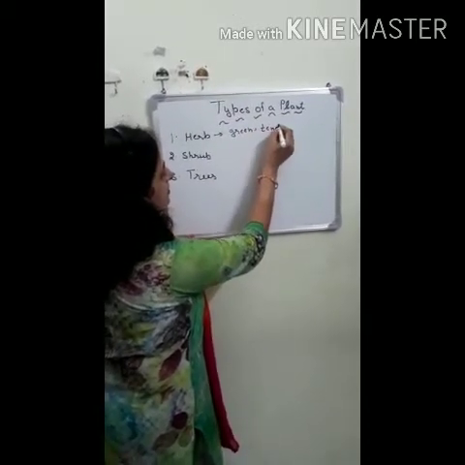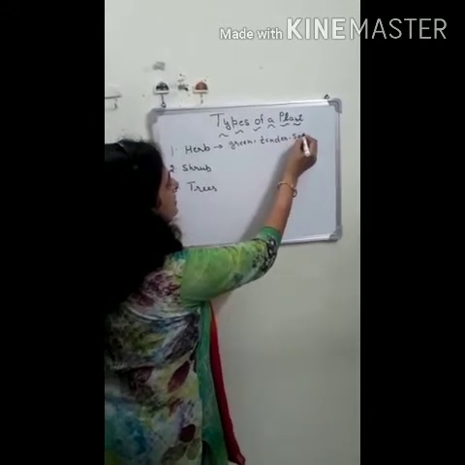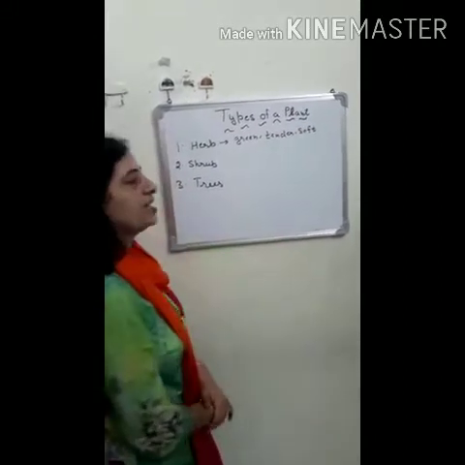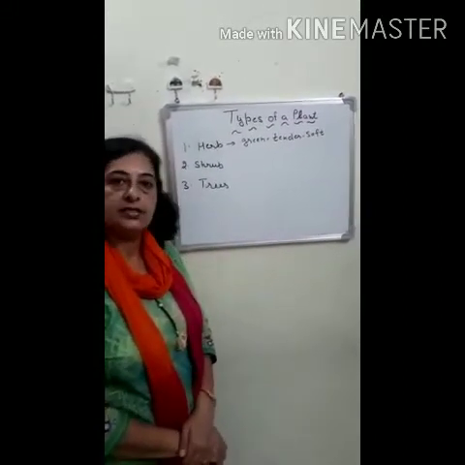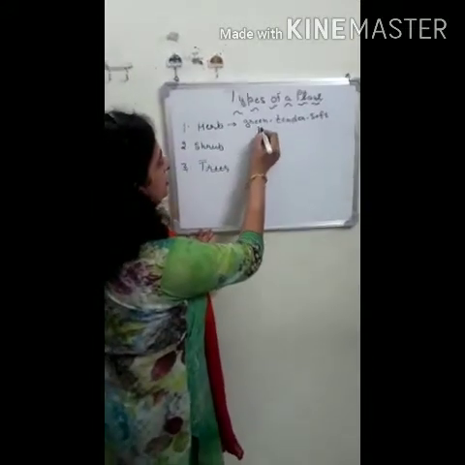Herbs are small plants with a green, tender and soft stem, and mostly herbs do not have branches, like your mint.